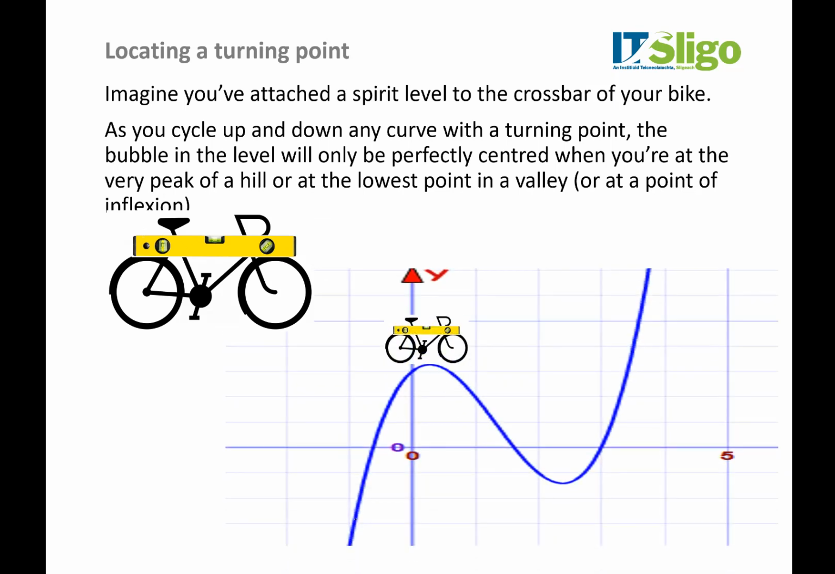if we imagine the curve is actually a series of hills and valleys, the only place where the bubble will be exactly centered is either at the very peak of a hill or at the very lowest point of a valley, or at a point of inflection, if that's what we're looking at. So that's what we're looking for. We're looking for where is the slope equal to 0.